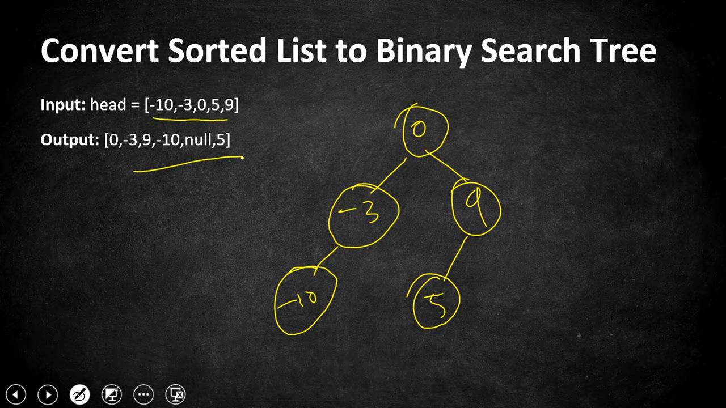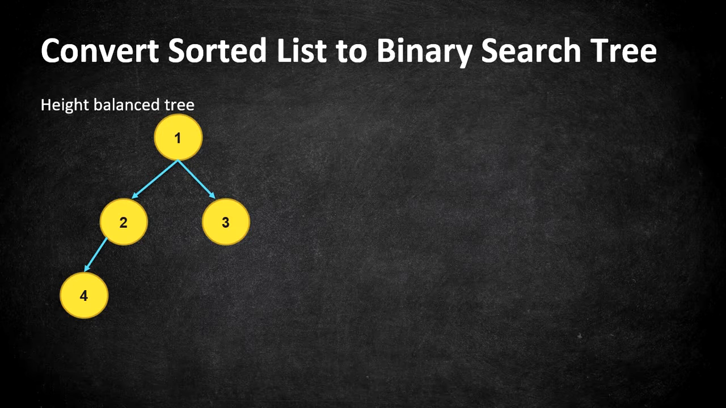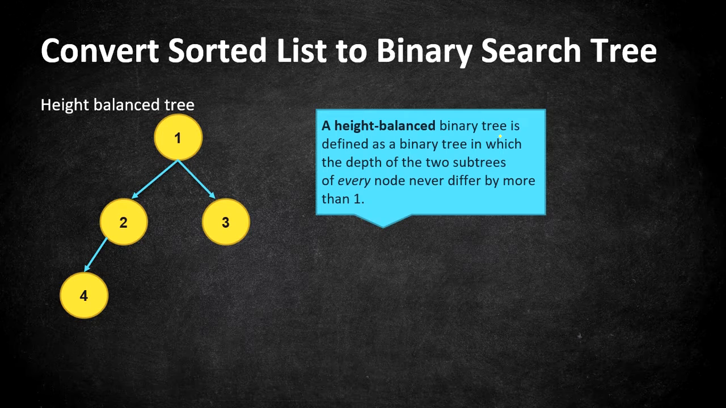Before getting into the concept of this problem, let's understand what is a height balanced binary tree and a binary search tree. The given example here is a height balanced tree. A height balanced tree is one where the depths of the subtrees are either equal or differ only by one. For example, here the depth of the node 2 is 1 and the depth of the node 3 is 0. So by the definition of a height balanced binary tree, the difference can be at most 1. If it goes more than 1, then it is not a height balanced tree.